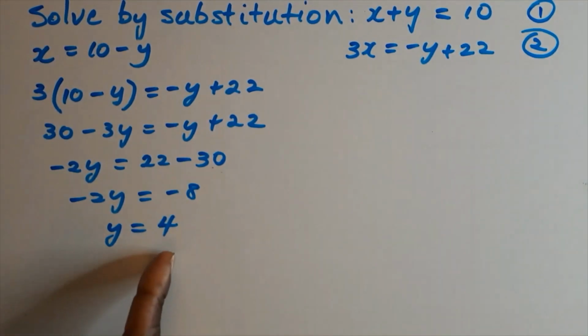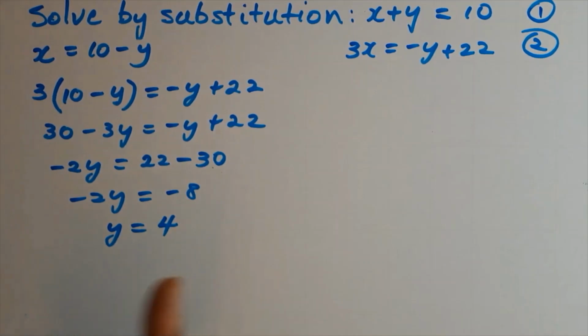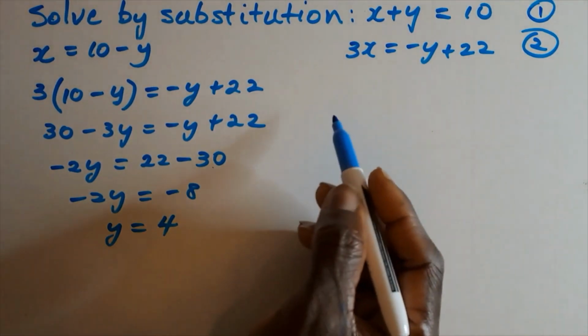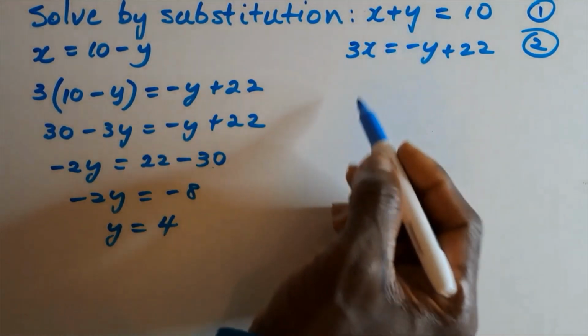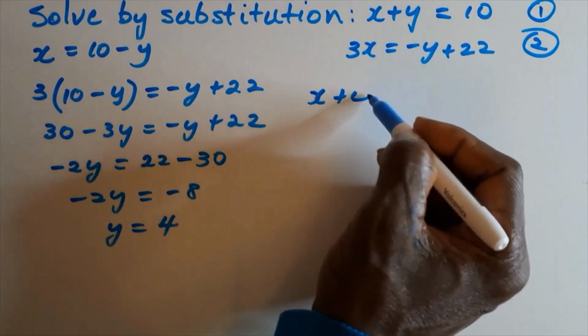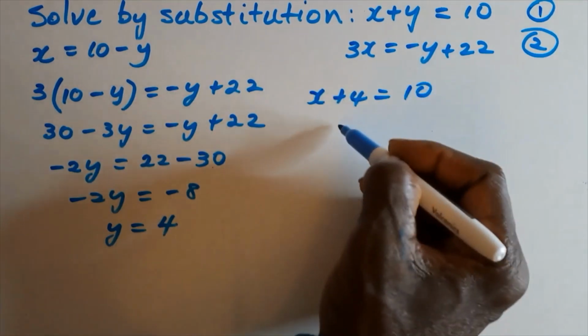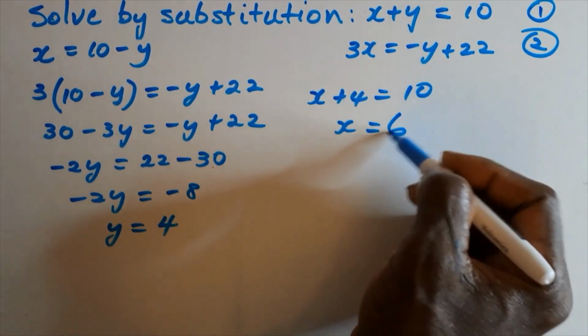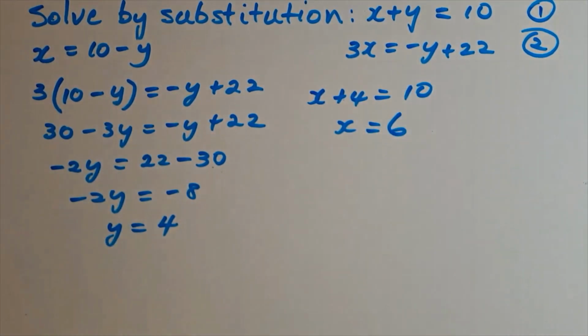And now we know that y is equal to 4. We can substitute in either equation to find what x is. So here, if y is equal to 4, then we have x + 4 is equal to 10, so x is equal to 6. Don't forget to substitute in both equations to check your solutions.